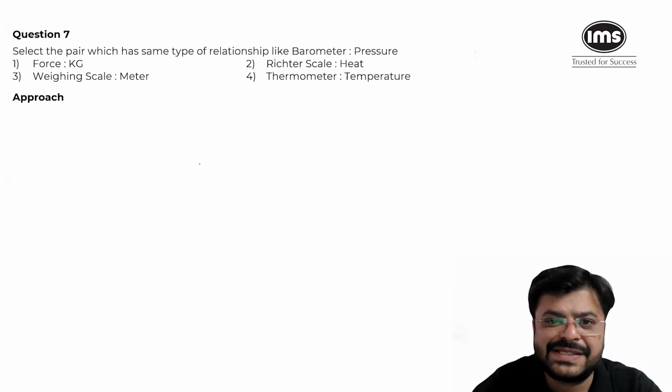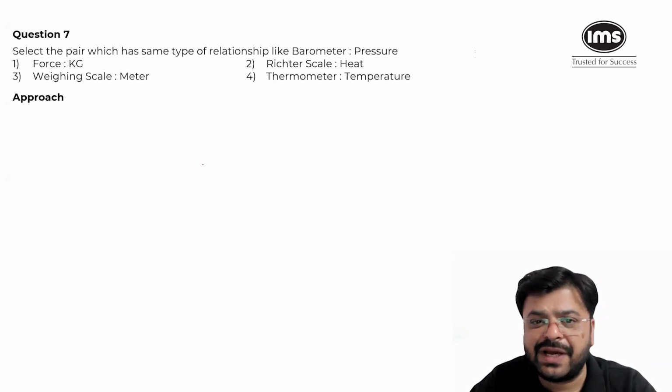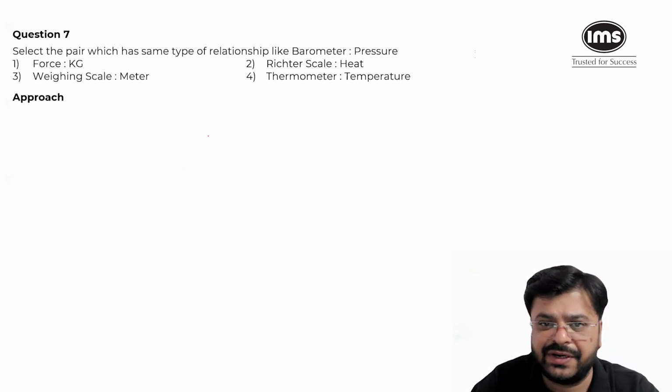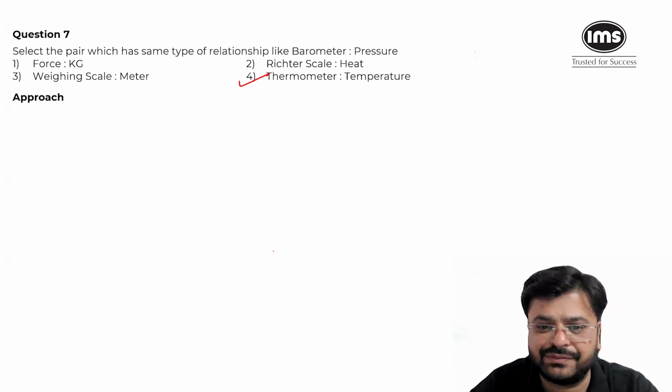Select the pair which has the same type of relationship as barometer and pressure. So a barometer is used to measure the atmospheric pressure. Here the same kind of relation is between thermometer and temperature, as a thermometer is used to measure the body temperature. So the right answer is option 4 here.